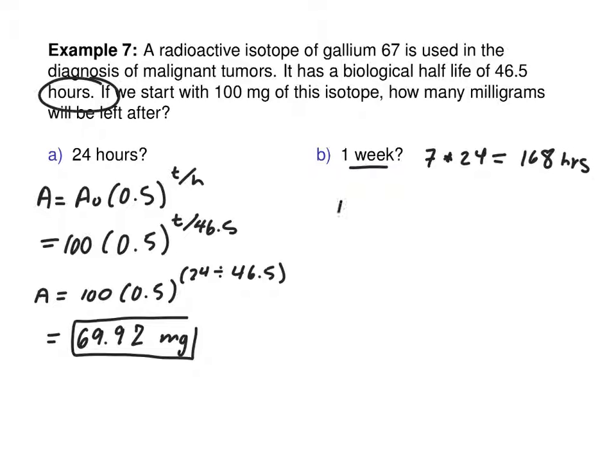Okay. So A will equal 100 times 0.5 to the 168 over 46.5. This is how they figure out when it's safe to give you more. Does that idea make sense? Probably also err on the side of caution in case there's something. I got 8.17. Did you guys get that? 8.17 milligrams.